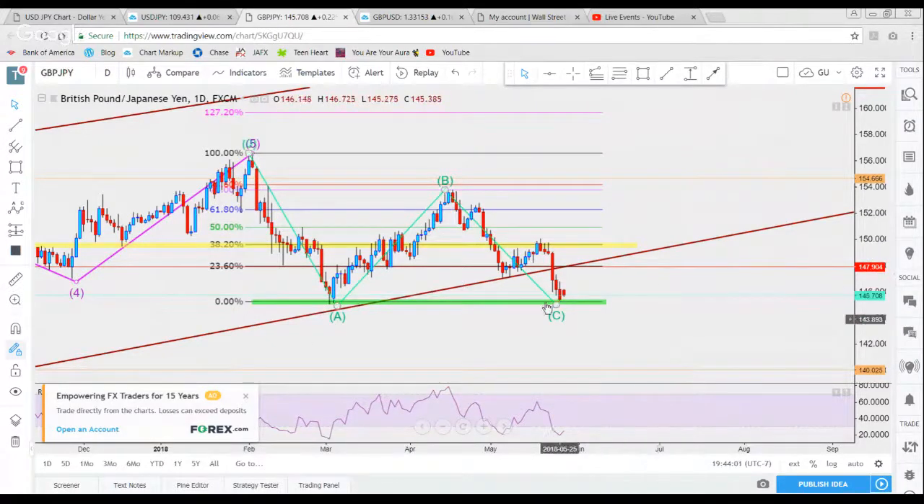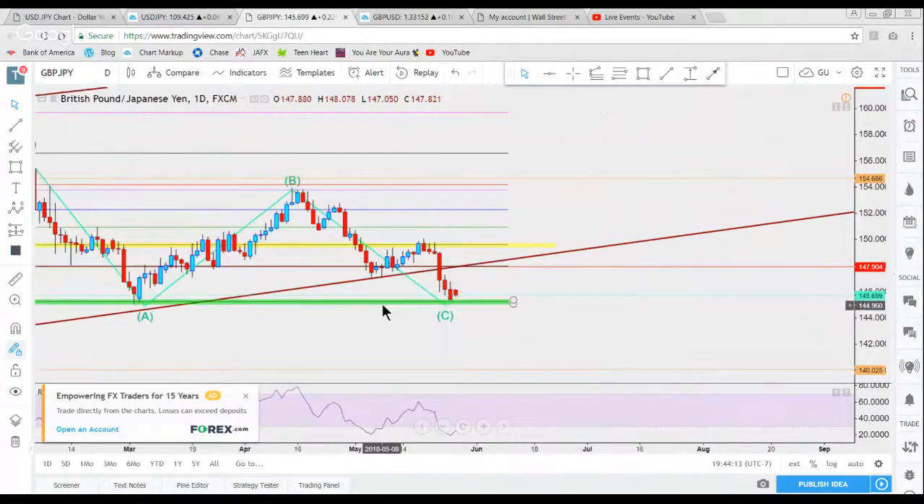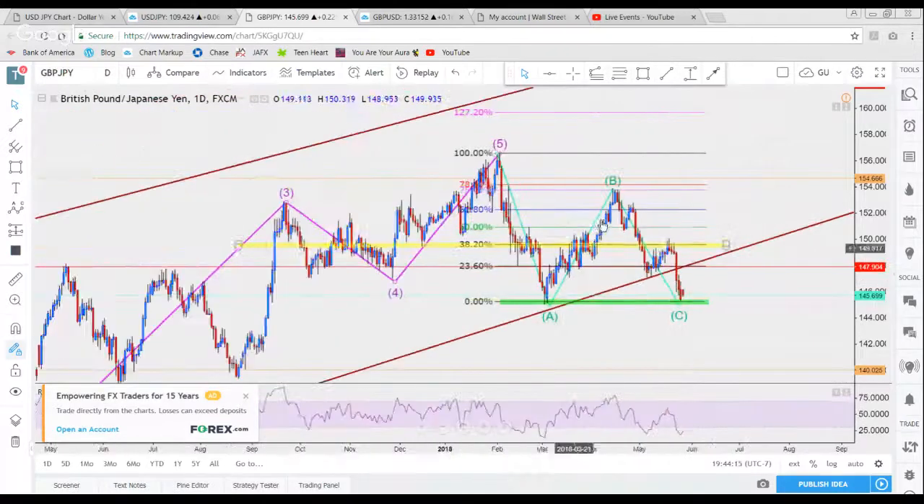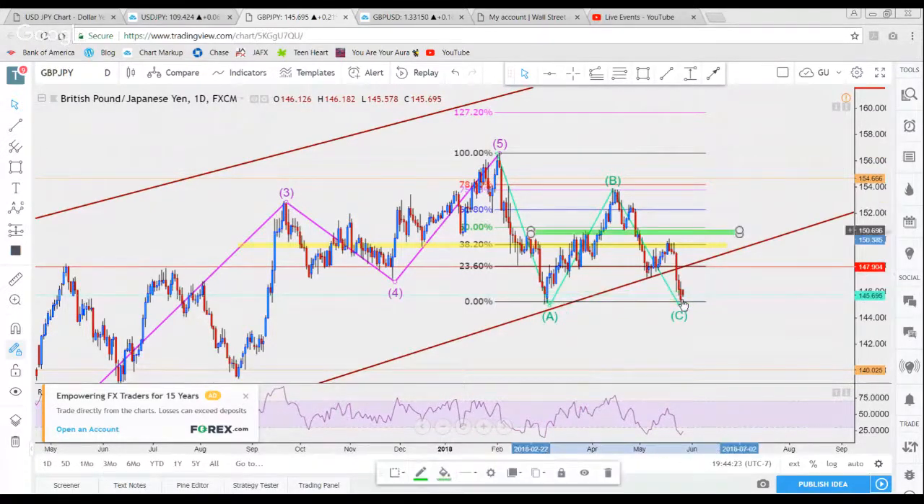So the A and the C wave, if this is how this goes, if this is a correction, the A and the C wave touched at the same place. So if you know what a double bottom is, this could also be the start or the finish of this W. So to go up, it makes sense.